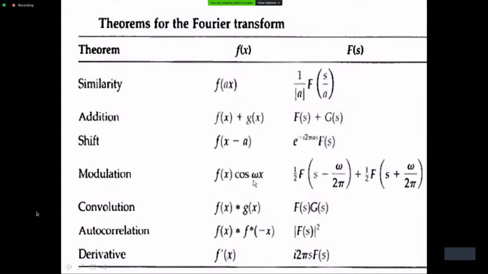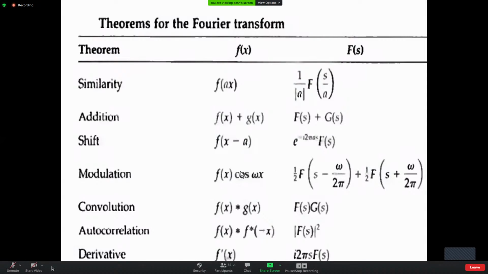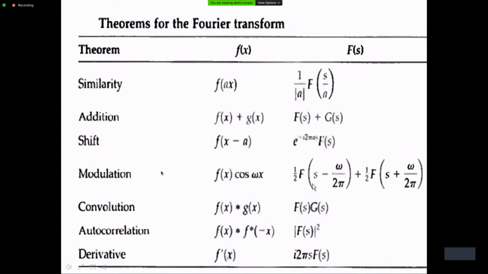When you multiply two functions, this is a particular case of a modulation where a sinusoid is multiplied with this function. You will find that you will have the replica of the Fourier transform of this function, which is capital F of S, located at the locations of the components of the cosine function. The cosine function itself is represented by two delta functions. And so you will find the replicas of that are created at the two locations. So that's what happens if you modulate the signal with f of x.